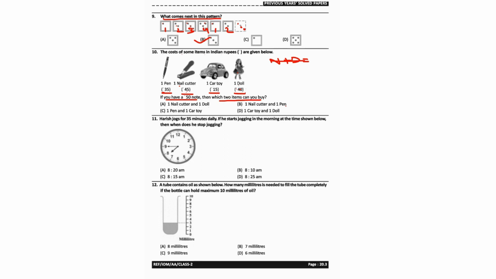After that, you have only 5 rupees left. But the pen costs you 35 rupees. Hence, you cannot purchase the pen along with a nail cutter. Let's check the third option, one pen and one car toy.